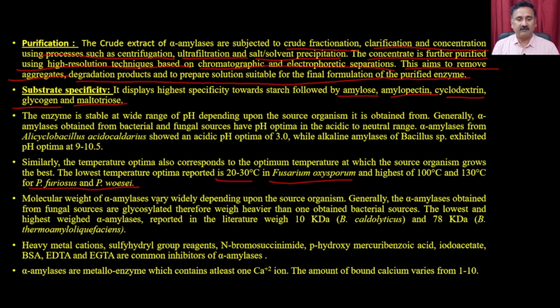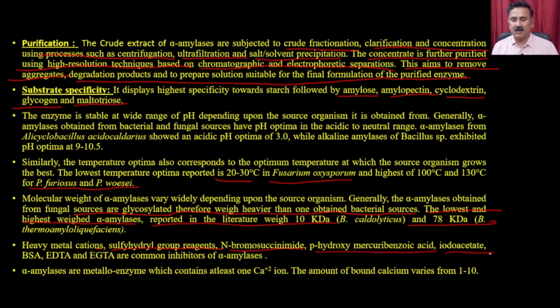So molecular weight of alpha amylase varies widely depending upon the source organism. Generally, the alpha amylase obtained from the fungal sources are glycosylated, therefore being heavier than the one obtained from the bacterial sources. The lowest and the highest molecular weight alpha amylase reported in the literature range from 10 kDa to 78 kDa.